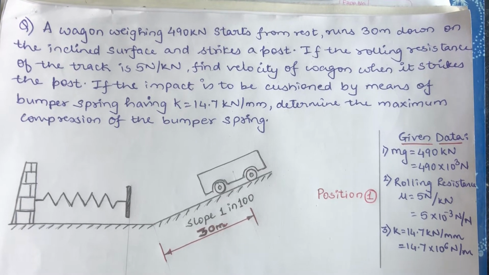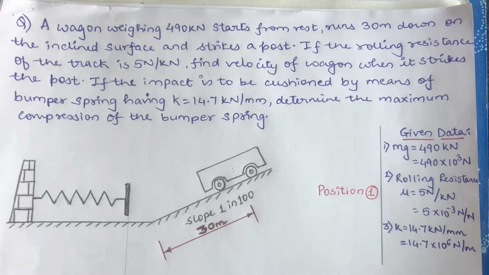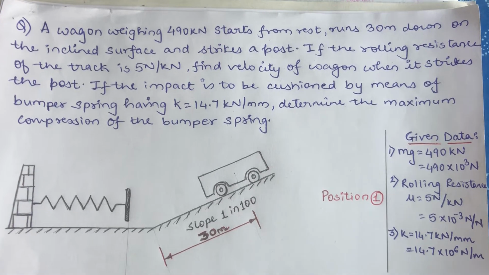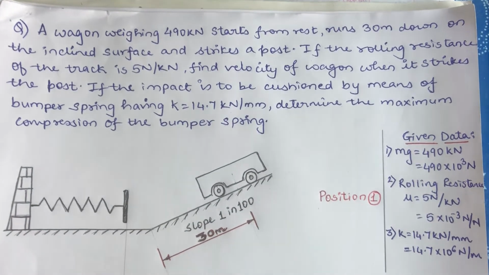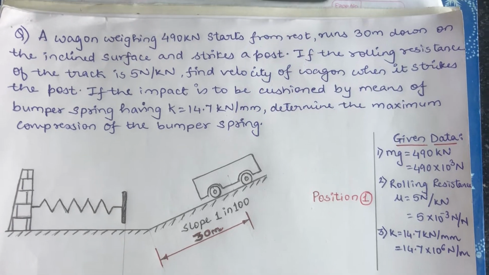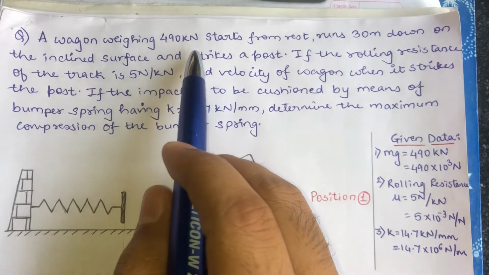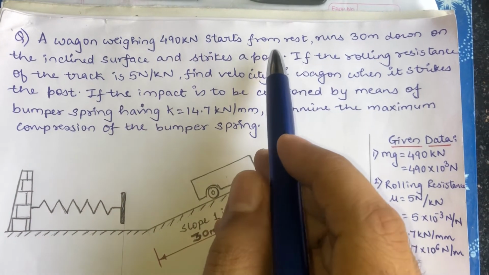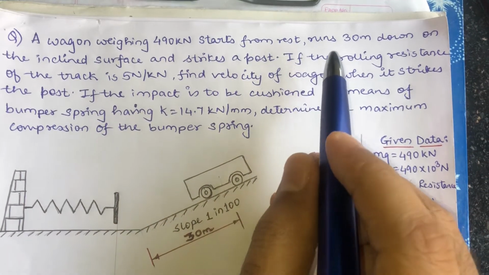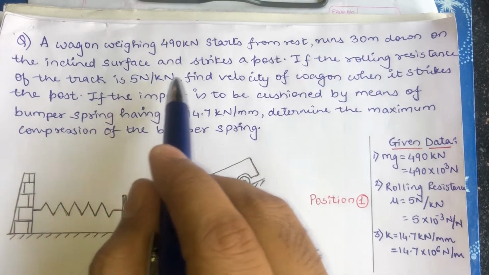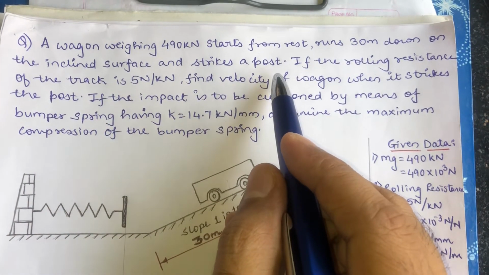Hello friends, today we will go with the next problem based on work energy principle. Now when you see the problem, it says that a wagon weighing 490 kilonewton starts from rest, runs 30 meter down on inclined surface and strikes a post.